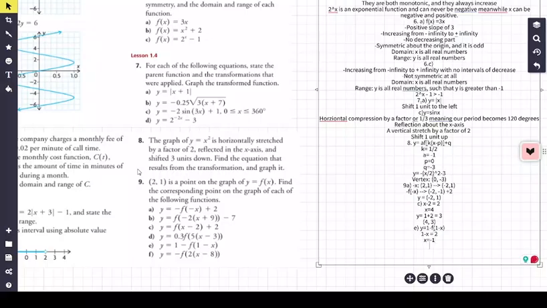And then our y value is going to be equal to the output. So y is equal to 1 minus f of 2, right? And then f of 2 is just 1, so 1 minus 1 is 0. So we will have our point being negative 1, 0.